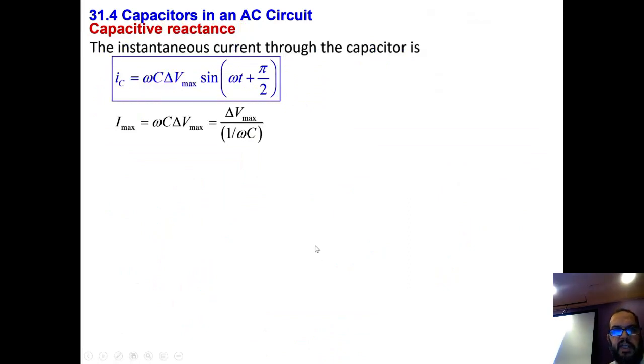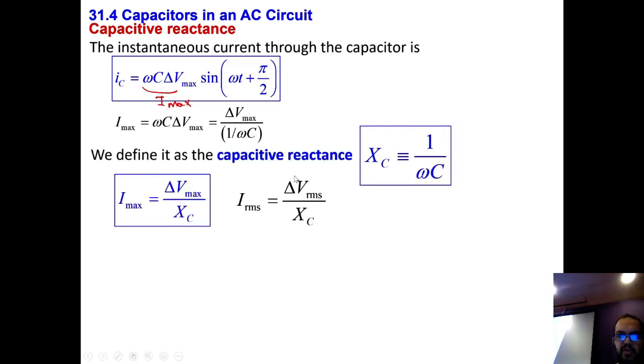So this is our capacitive reactance. So we can rewrite I max. This is I max, the maximum amplitude of the current across the capacitor, which is equal to omega C delta V max, or we can write it as delta V max divided by 1 over omega C, and 1 over omega C is the capacitive reactance. Or in some books they call it the impedance, which is 1 over omega C.